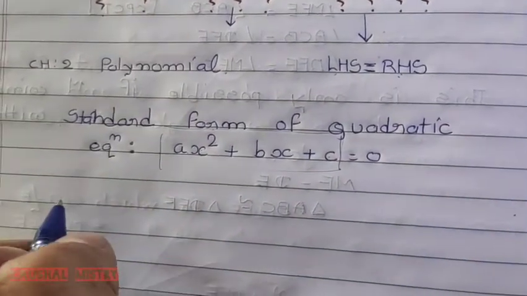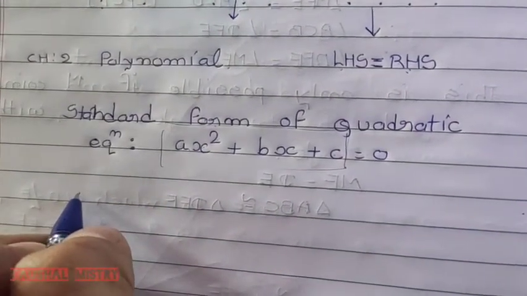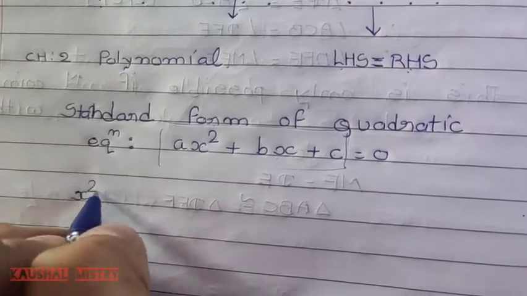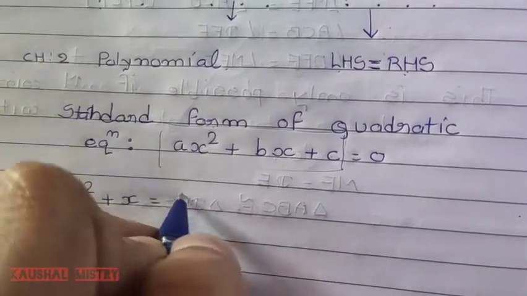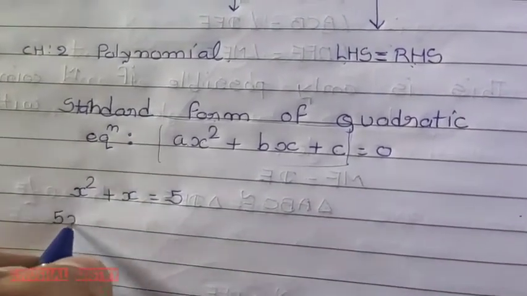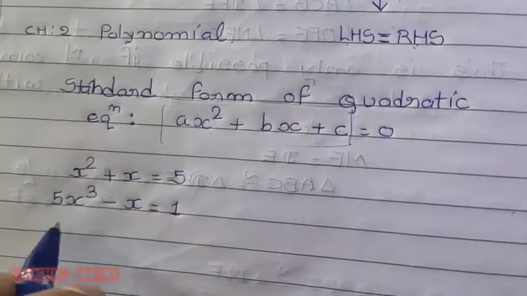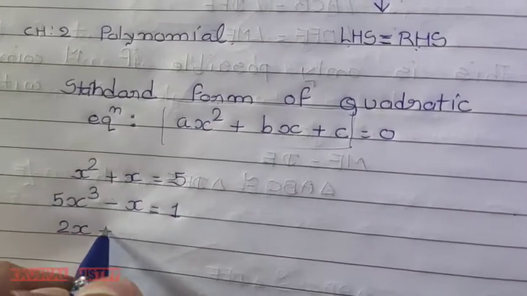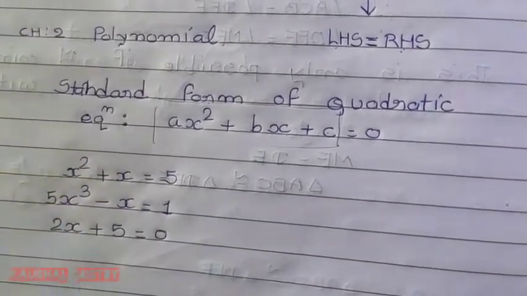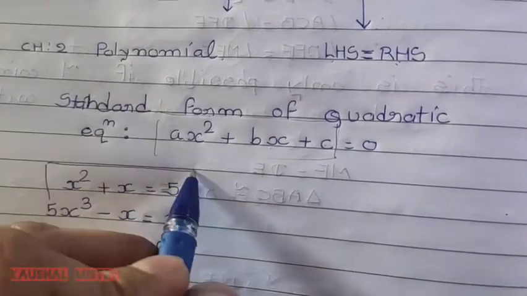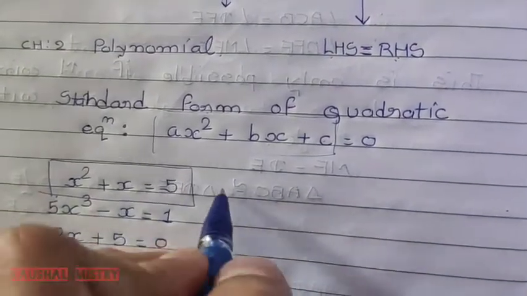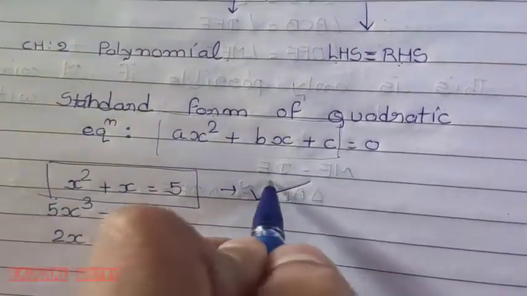Now I will write some examples. X square plus x is equal to 5. 5x cube minus x plus 1. 2x plus 5 is equal to 0. Now we can see that here the degree of this equation is 2. That means it is a quadratic equation.